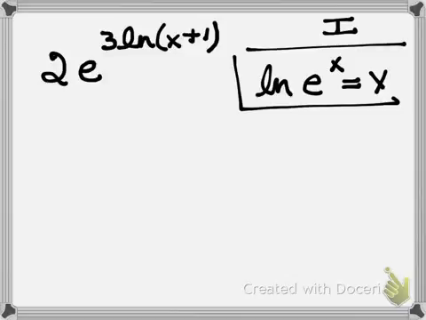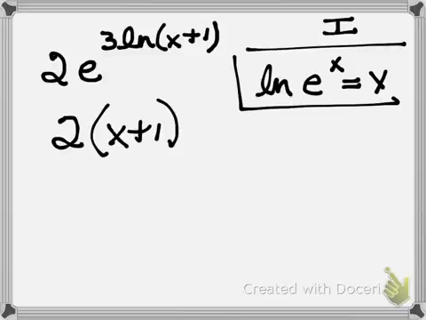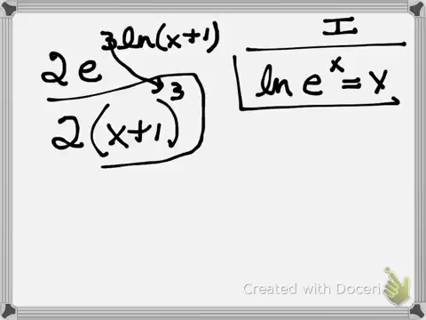So we're just saying, what is this equal to? It's simply equal to 2, and then x plus 1 raised to the third power. The 3 in front is the power. So e to the ln of x is just x. So we're just getting whatever we get for x plus 1 raised to the third power, and that's it. It's just 2 times the quantity x plus 1 to the third power.